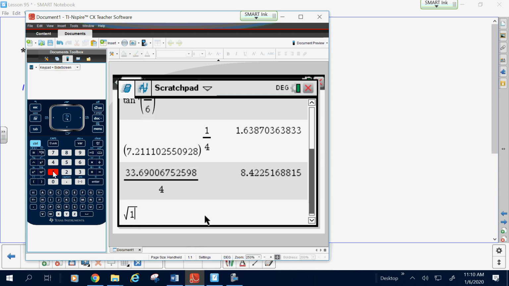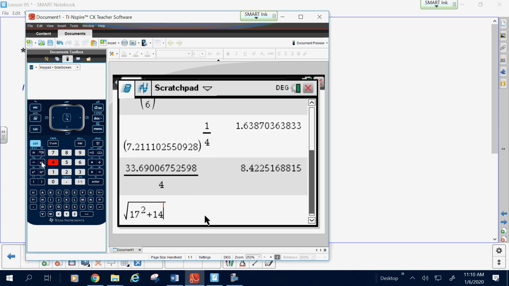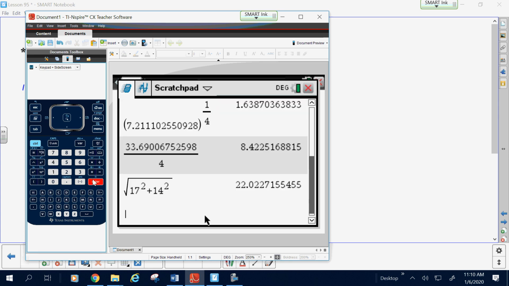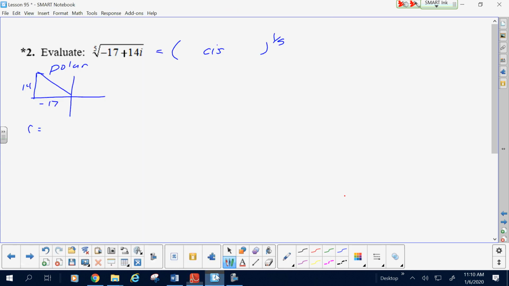22.8. Oh my gosh, you're so quick. Plus 14 squared. 22.022. 4023 is also fine. Really cool? Okay. 22.023. That comes from 17 squared plus 14 squared.